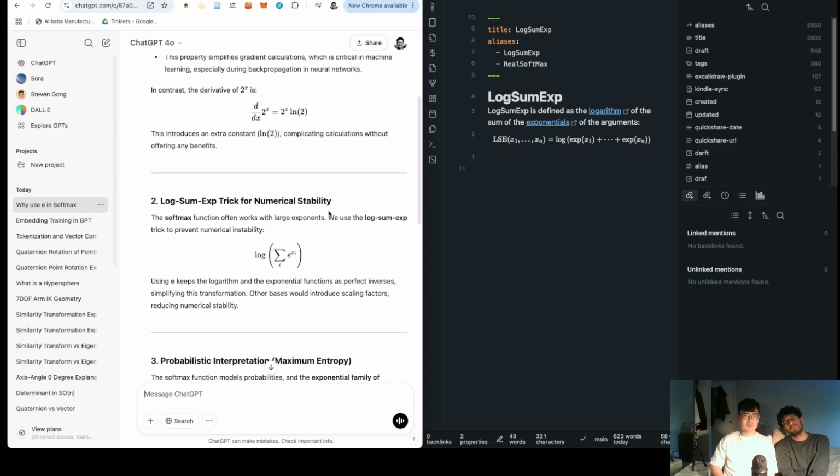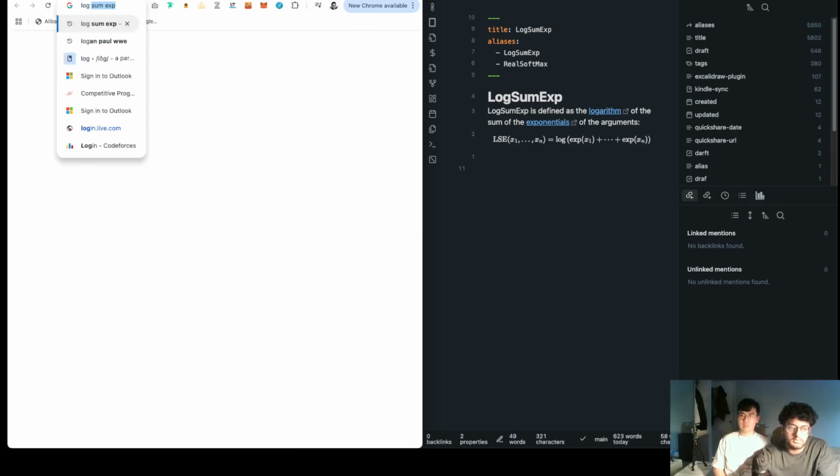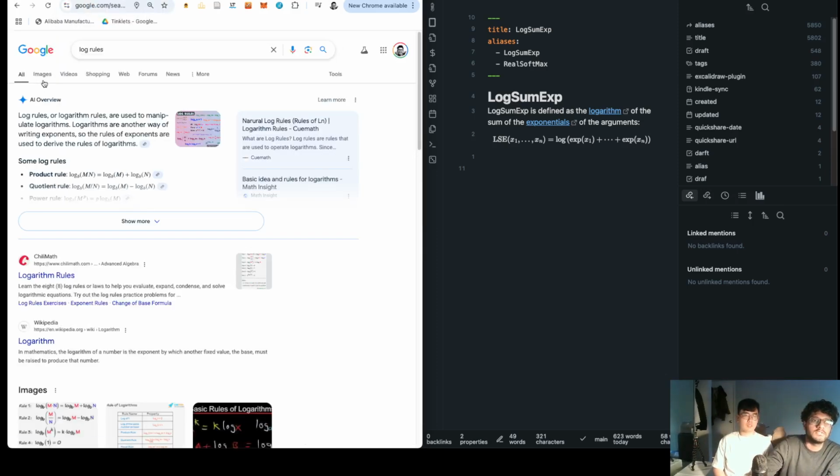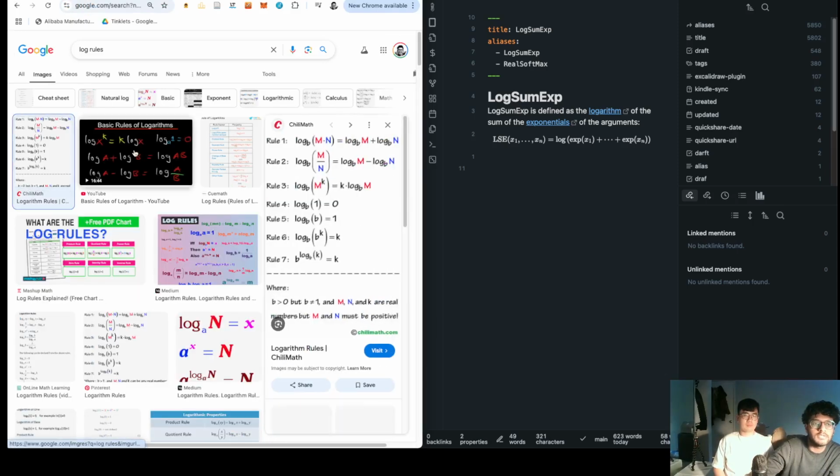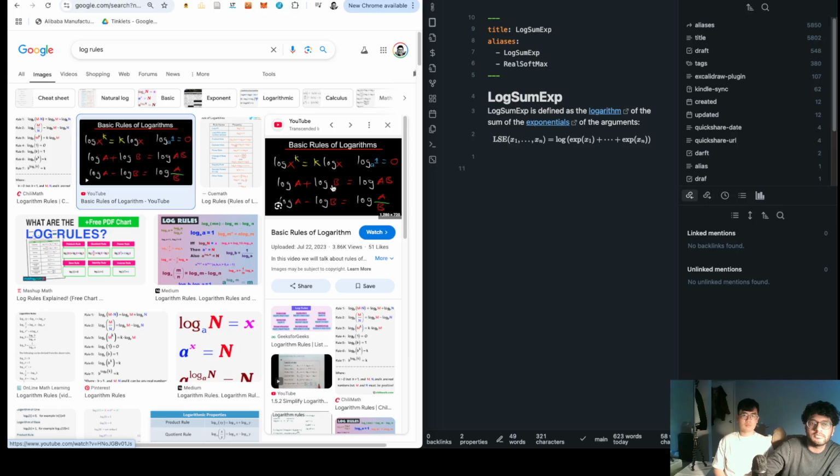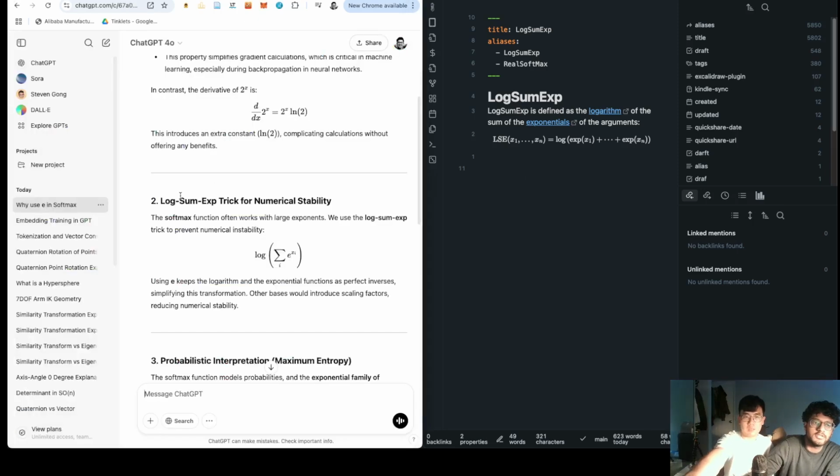So what's the log-sum-exp about? I don't know. It's just the idea that, if I remember correctly, you know the log rules? Mm-hmm. Log of a times b equals log a plus log b. So with these log rules, if I remember correctly, this is the log of a plus b, let's just do c.